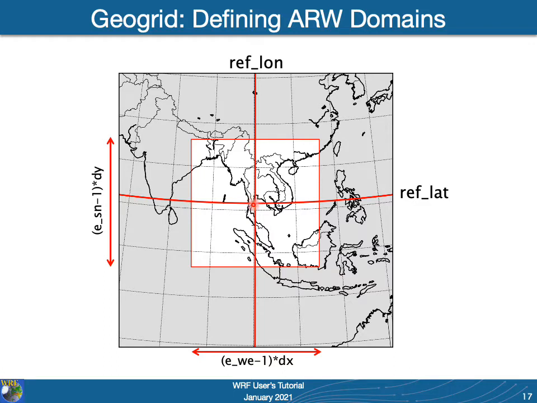Once we've specified the geographic location that's at the center of our domain, we can then specify the extent and resolution of the domain in the nominal west-east direction using a pair of parameters. Delta x is the spacing between grid points in the west-east or x direction, and EWE is the number of velocity staggered points in the west-east direction. And similarly, in the nominal south-north direction, we can specify delta y, the spacing between the points in the y direction, and ESN, the number of velocity staggered points in the south-north direction.